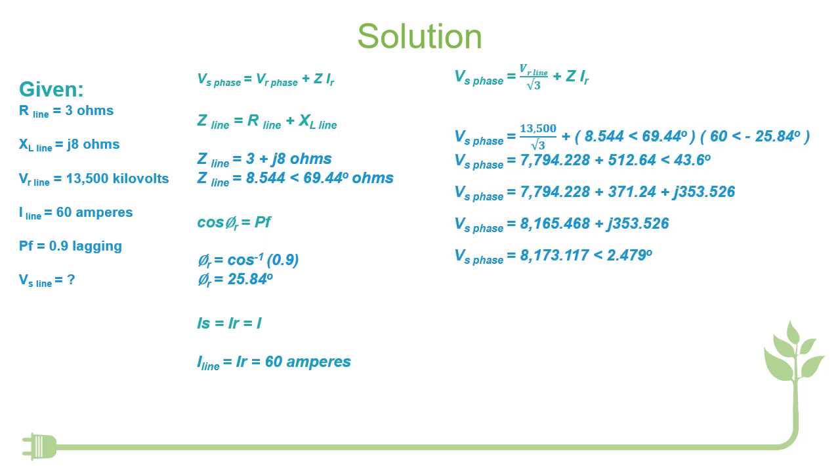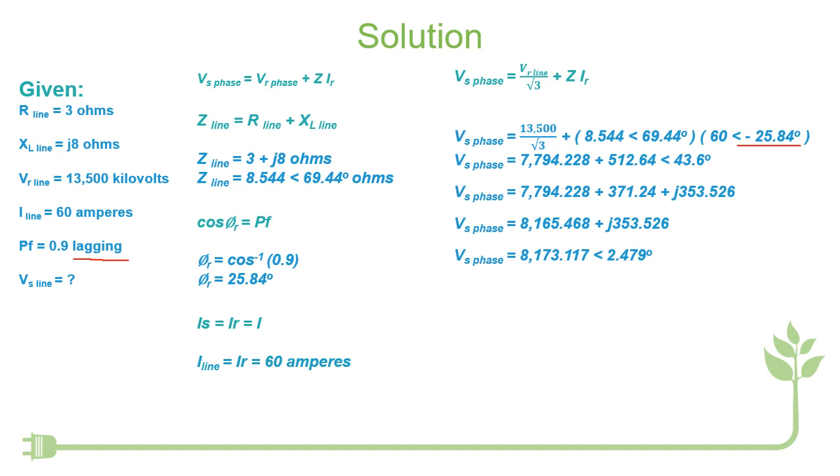Therefore, the voltage sending phase equals 13,500 volts all over square root of 3 plus 8.544 angle 69.44 multiplied by 60 angle negative 25.84. Take note that the angle used here is negative because in our problem it is lagging. If it is leading, we have to use a positive angle.